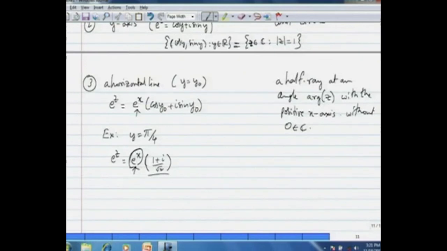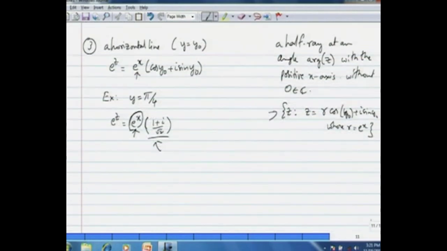So, of course, I have given a set definition here as well. So, you can say it is the set of all z such that z equals e power x, or a real number r, times cosine y naught plus i sine y naught, okay, where r equals e power x. Okay, so the image is the set of all z that way. Okay, so that's the image of a horizontal line.